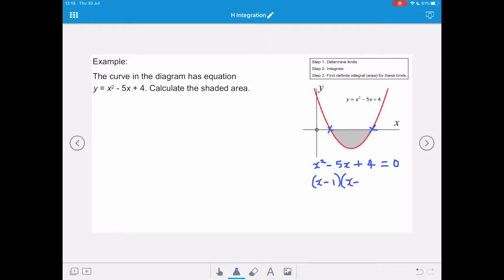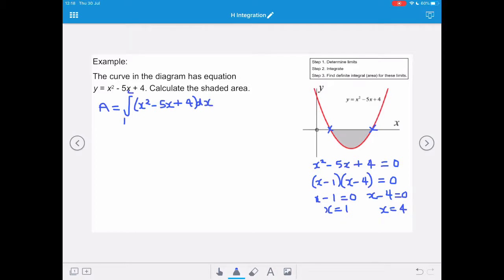And then we're going to factorize that. So (x minus 1)(x minus 4) equals 0. And then we're going to equate each of our brackets to 0. So x minus 1 equals 0, giving us a lower limit of 1, and x minus 4 equals 0, giving us an upper limit for this curve of 4. Now we're going to set up our area integral by saying that A equals the integral of x squared minus 5x plus 4, which is our integrand, with respect to x. And our limits are 1 on the bottom and 4 on the top.